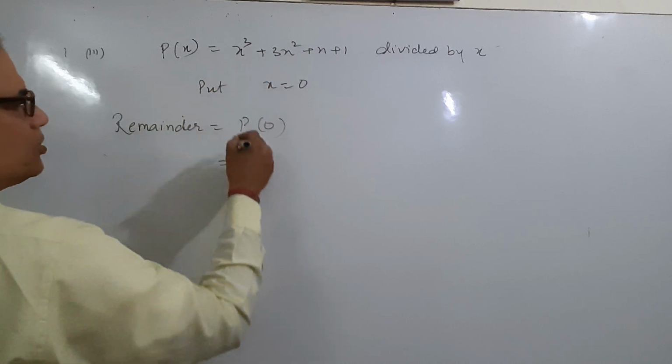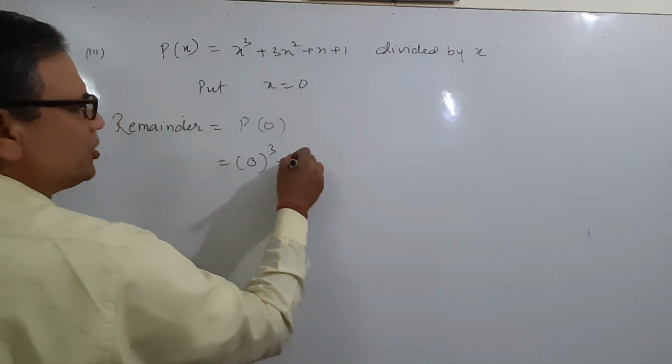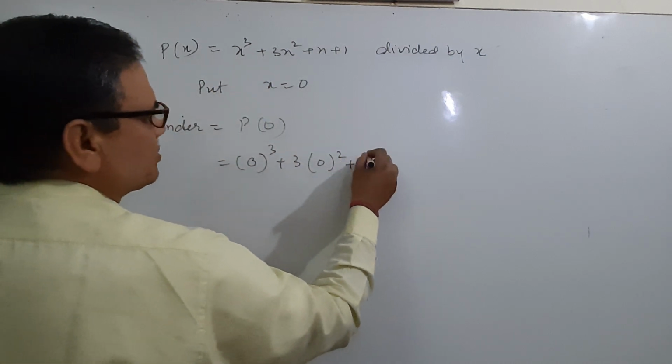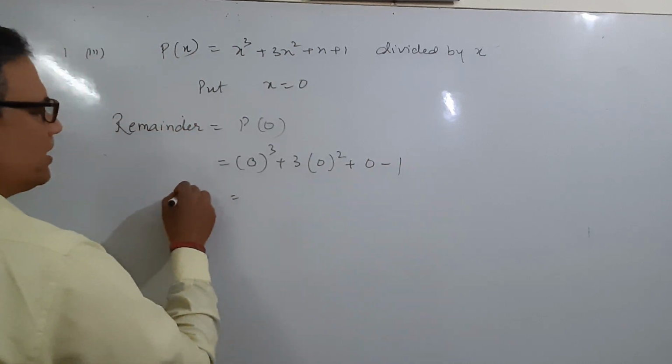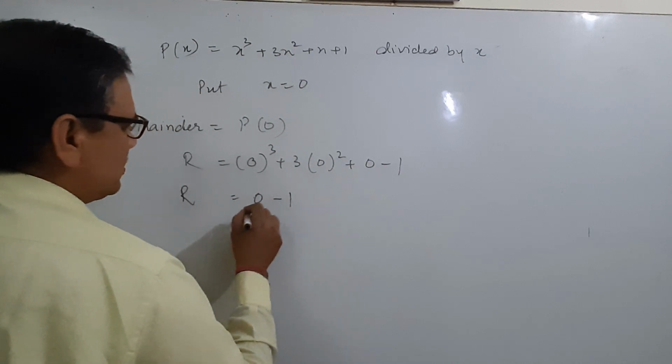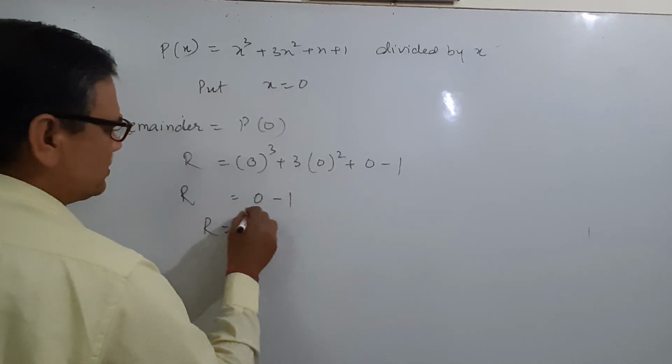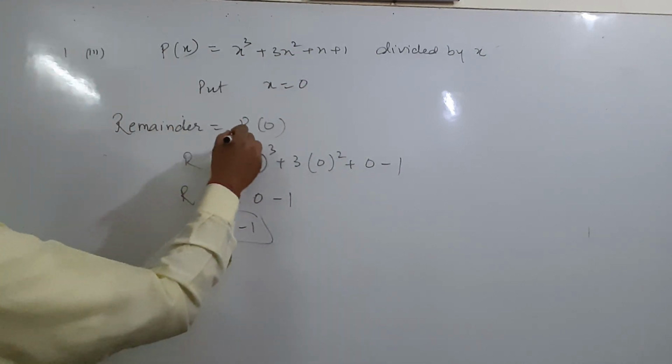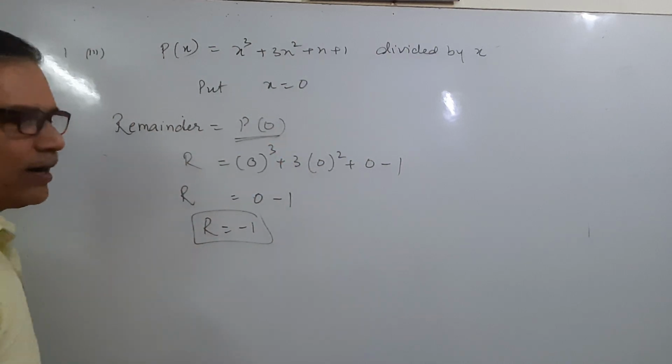What is the value of x? 0. 0 cube plus 3 times 0 square plus 0 minus 1. The remainder is 0 plus 0 plus 0 minus 1, which is equal to minus 1. It means P(0) is the remainder, which is equal to -1.